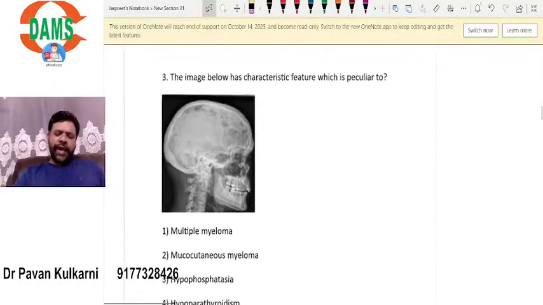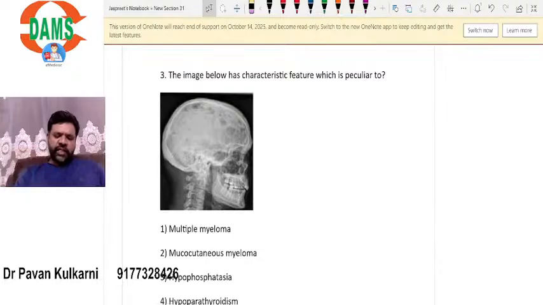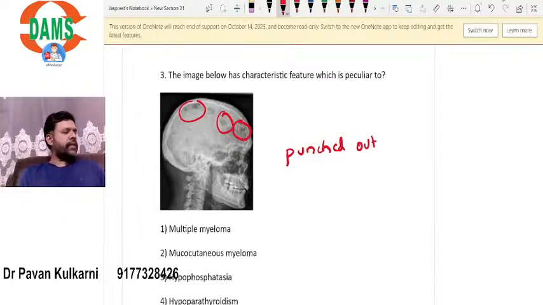The image below has a characteristic feature which is peculiar to all of you. Can classically diagnose this. You can see here so many depressions are there. All are punched out depressions. This is called as punched out radiolucencies. Typically, punched out radiolucency is seen in case of multiple myeloma.